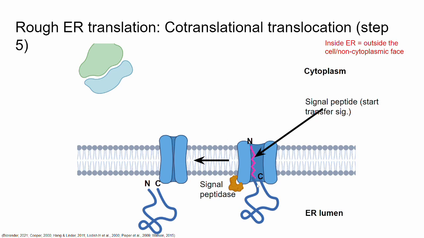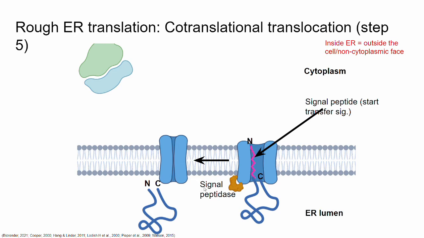But you will always need a start transfer signal or a signal peptide for the cotranslational translocation, because without this, you cannot go from the cytoplasm to the ER, or endoplasmic reticulum. But the stop is not necessary. A stop transfer signal is not in every single protein.